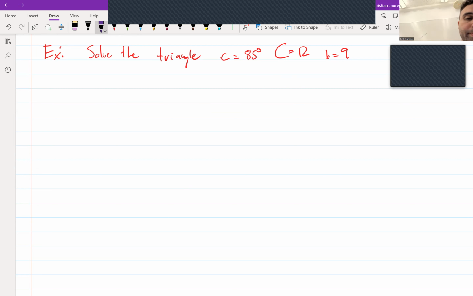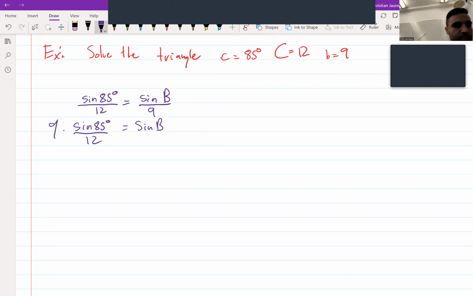So now let's try this together. I don't even need to draw the triangle. I'm going to say sine of 85 degrees over 12 equals sine of big B over 9. Burn through the math. Sine of B equals sine of 85 degrees over 12 times 9. And then just plugging this in a calculator now, not doing anything special. Sine of big B equals 0.75.